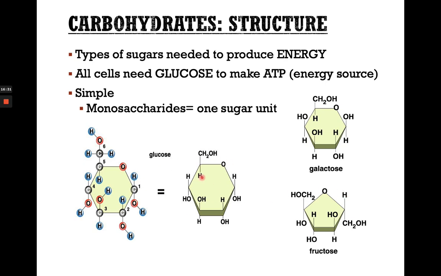So glucose is the most important. Here is fructose, okay? Fructose looks a little different. It's a 5-carbon ring as opposed to a 6. And here's galactose. Galactose looks really similar as well in structure.